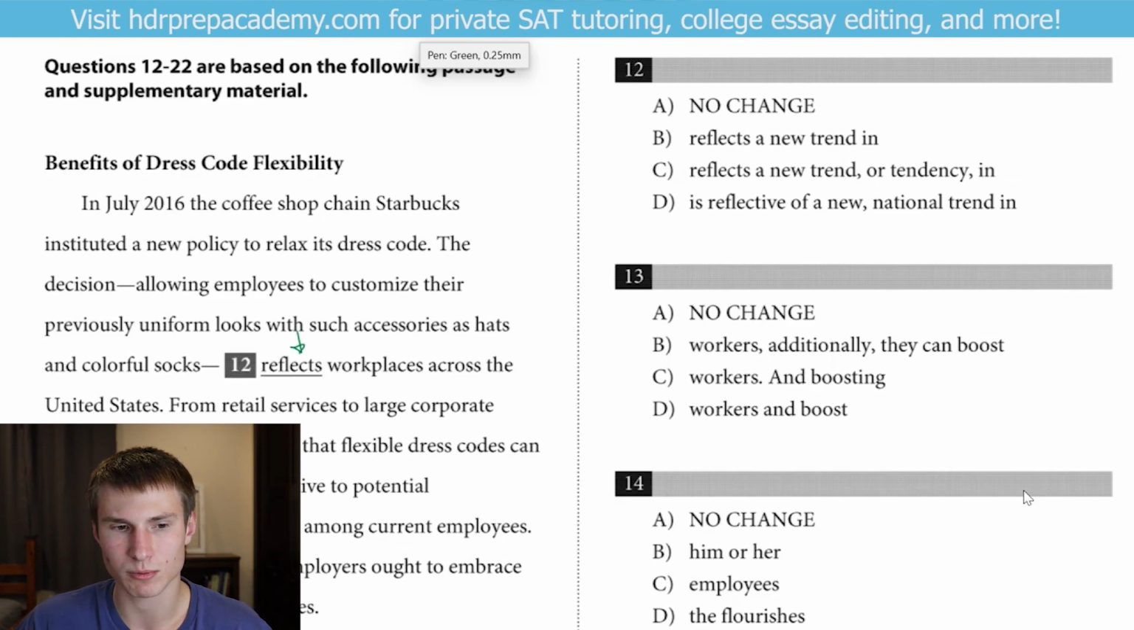Well, it's not going to be "reflects workplaces across the United States" because obviously if you're going to reflect a workplace, you pretty much have to be a mirror. So that doesn't make sense. And then we have options B, C, and D. We see C and D are really wordy here. So we're going to look at B next.